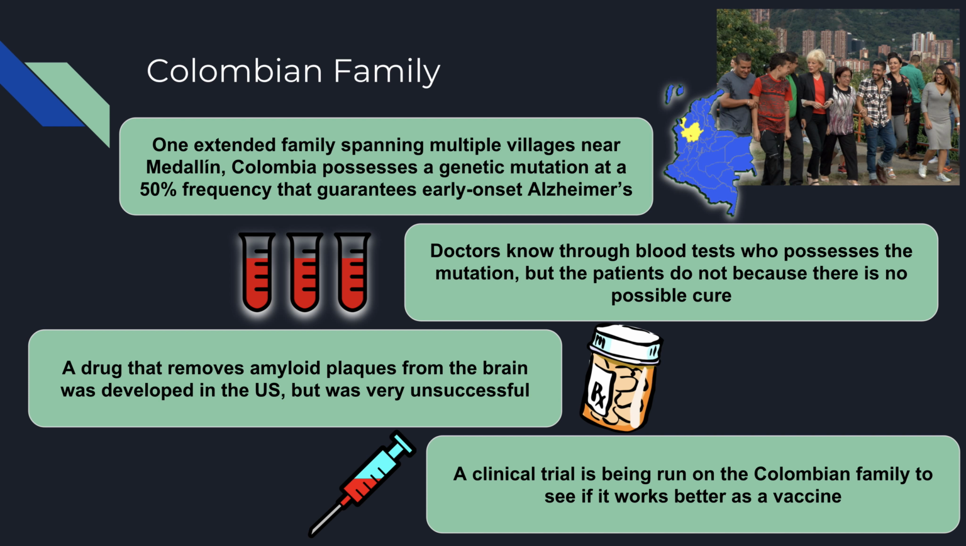Because physicians have complete knowledge of who in the Colombian family will get Alzheimer's disease and who will not, a clinical trial with the drug in the role of a vaccine can be easily conducted. 300 so far unaffected members of the family were selected for the double-blind trial, 200 with the mutation and 100 without. Of the 200 with the mutation, 100 were given the vaccine and 100 were given a placebo. Progression of the disease in each of these groups is being observed, and by 2021, definitive results for the efficacy of the drug as a vaccine are expected.